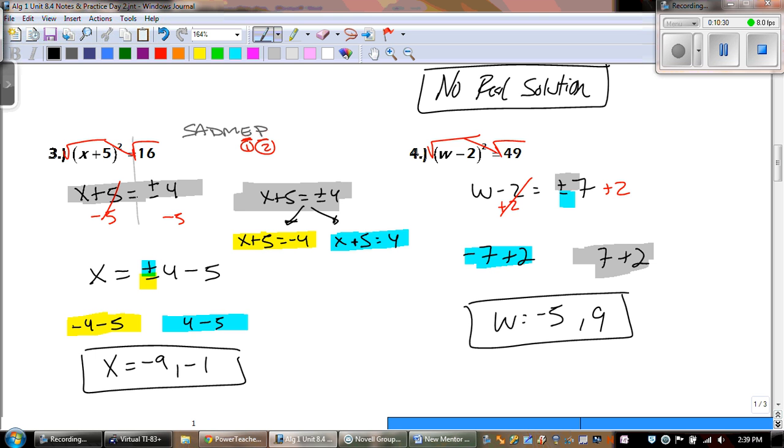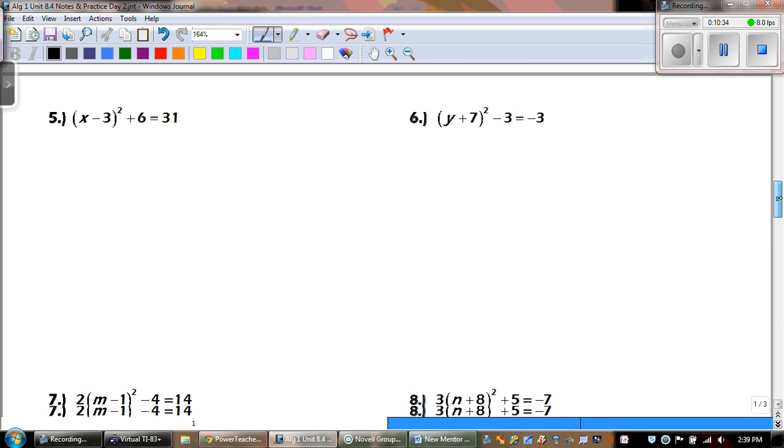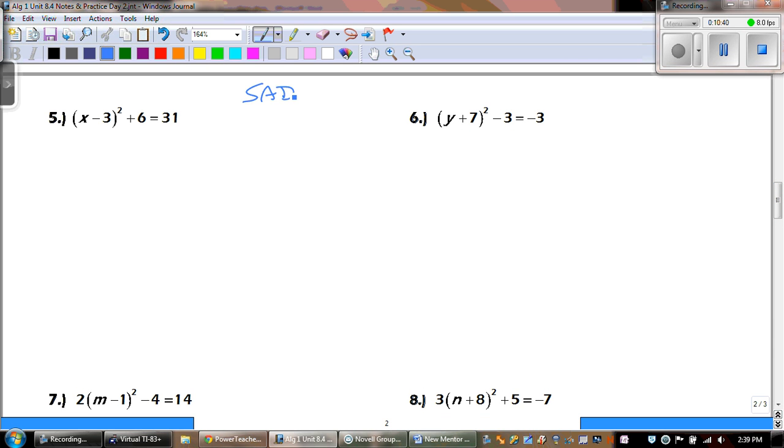Okay? All right, flip it over. So guys, just remember that we are going to use SADMEP to solve all of these. When it's got the parentheses, we can use SADMEP. Now, before we get rid of the exponent, real quick, we have to get rid of the addition or subtraction first, and the multiplication and division. We have to look at it step by step.